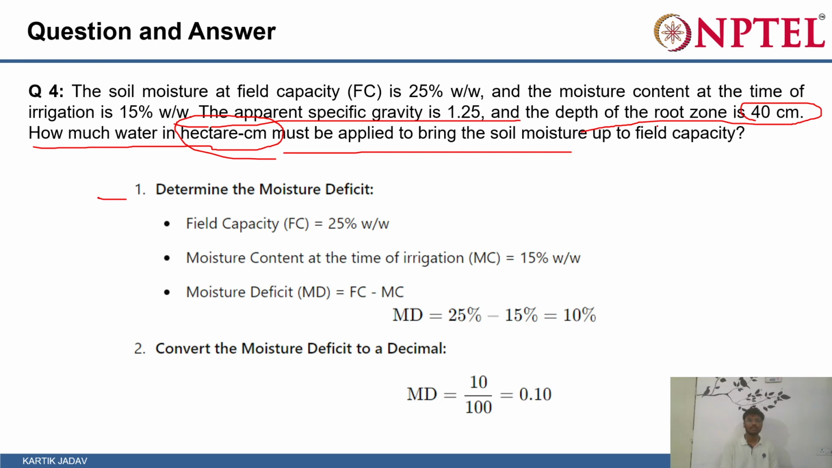Okay. So first we need to identify the soil moisture deficit. That is field capacity minus the moisture content at time of irrigation. So we get a moisture deficit of 10%. And once you convert this moisture deficit to decimal, that is 0.1.